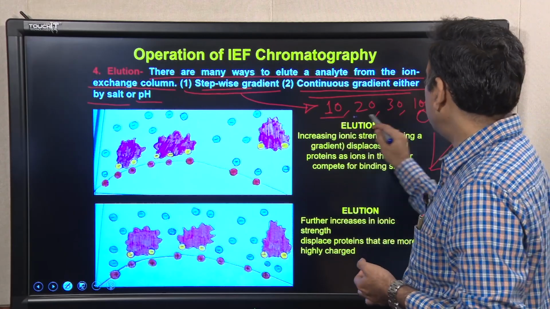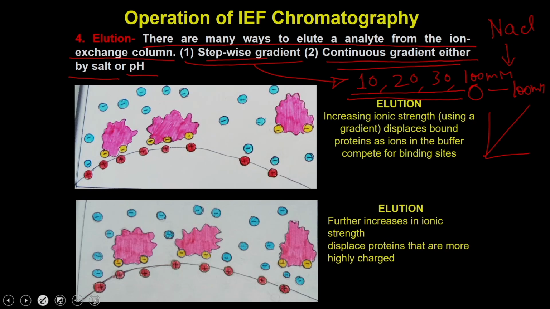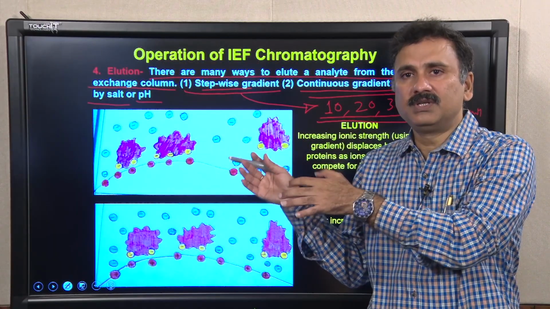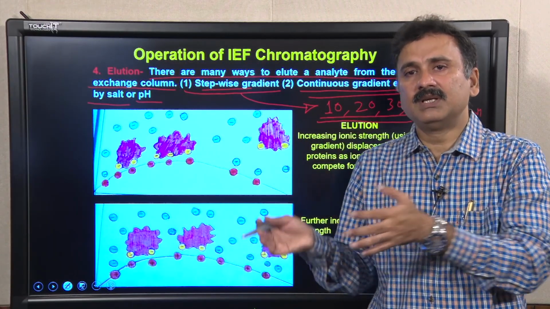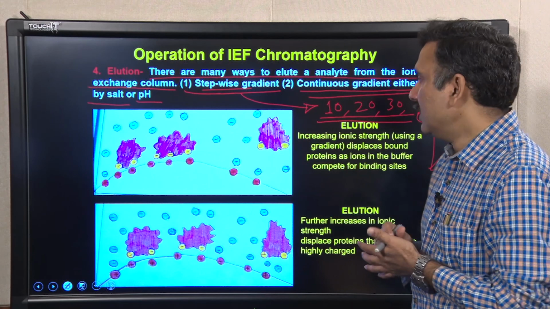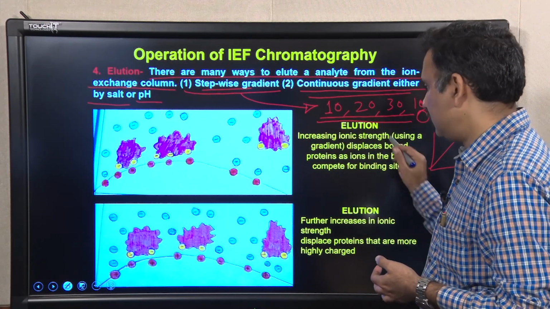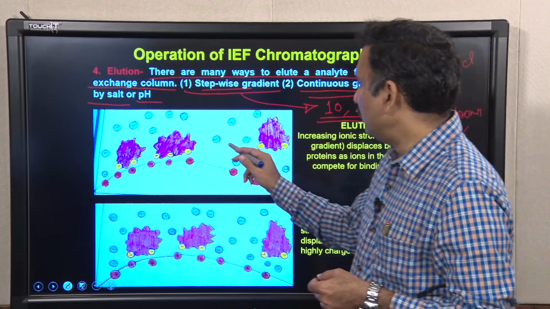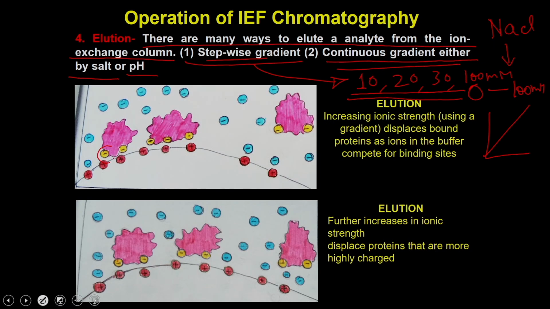The step gradient does not require any type of machine; it can be done in a manual mode, whereas the linear or continuous gradient requires a gradient mixer. This gradient can be made of either salt or pH, which means you can make a linear gradient of pH. As the pH changes, it changes the charge on the protein, and that is how it comes out. Once you flow the salt, it competes with the bound protein, and that is how the protein comes out.